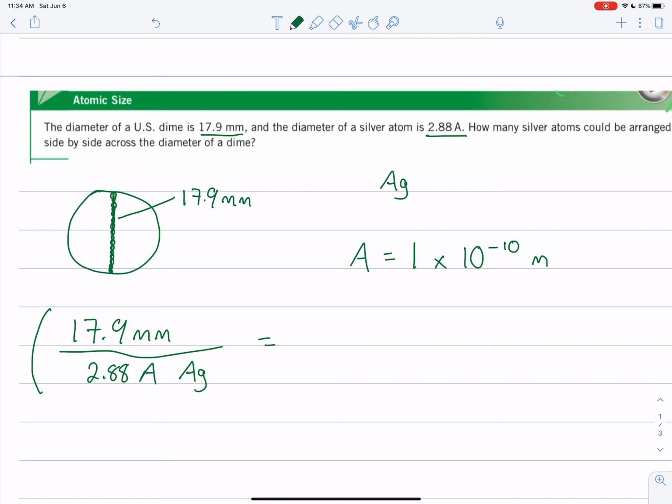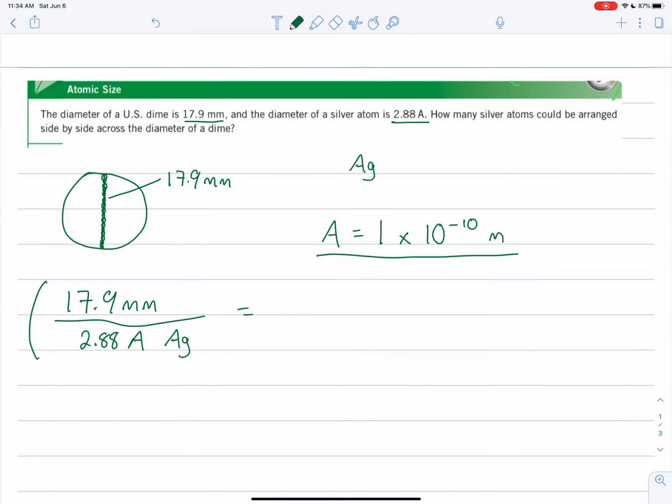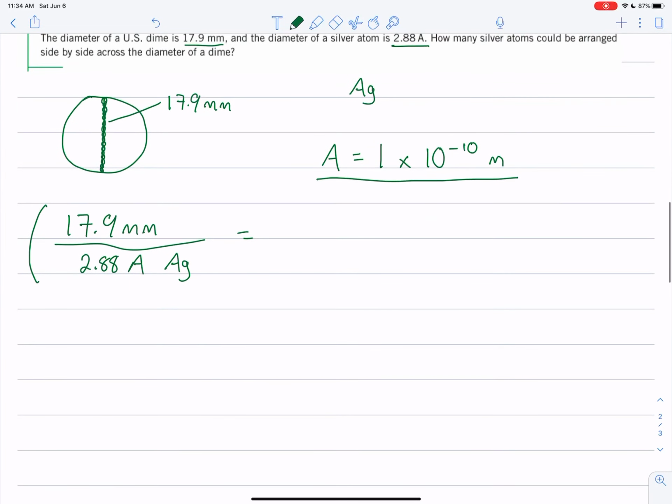But we can't divide millimeters by angstrom. We need to convert angstrom to millimeters first, and then we can divide our like units and find out our answer, right? So remember, an angstrom is a unit of length. It's a type of meter. It's just very small, it's equal to 1 times 10 to the negative 10th meters, all right? That's what an angstrom equals. So we can use this conversion factor to get what we need, all right?